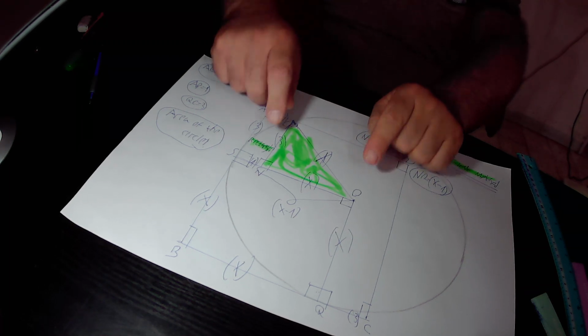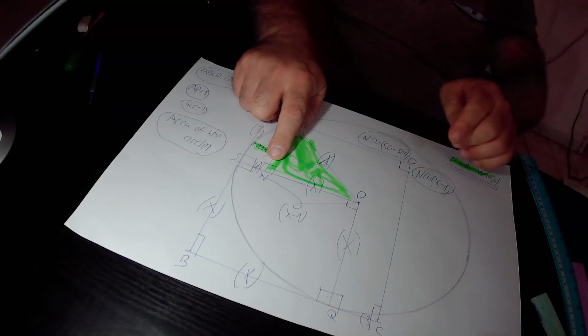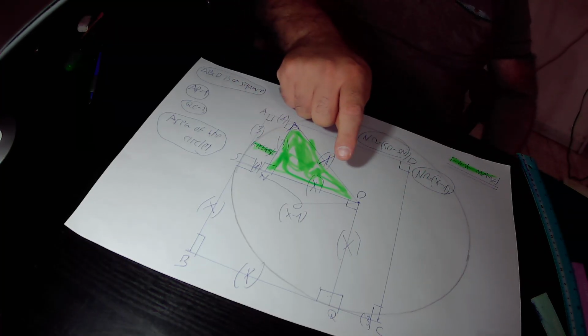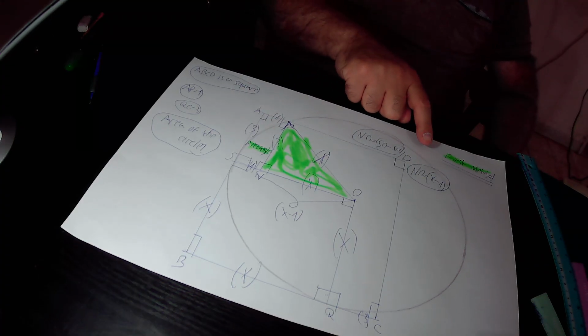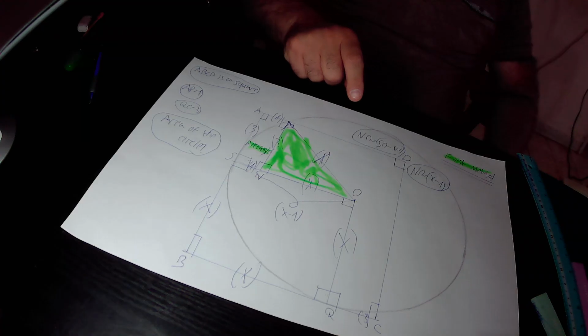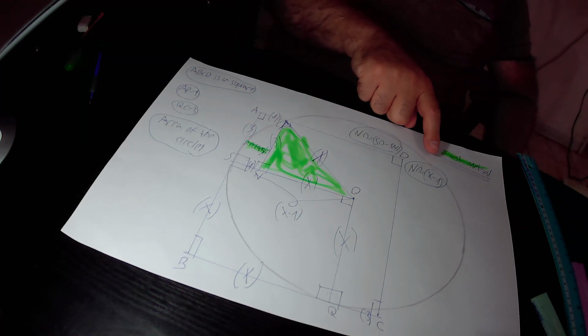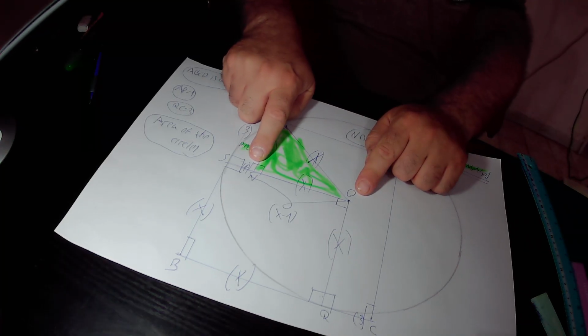What is the length of the missing side NO? NO equals SO minus SN. SO is the radius of the circle, that is x, minus NS. NS equals 1. So in total, NO equals x minus 1 units.